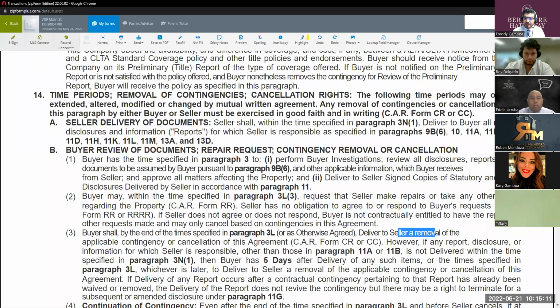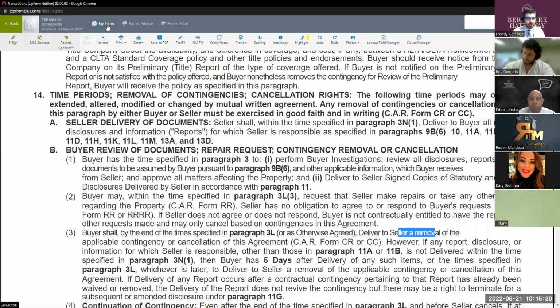Any removal of contingencies or cancellation under this paragraph by either buyer or seller must be exercised in good faith in writing, using CAR form CR, which is your acronym for contingency removal, or CAR form CC, which is your acronym for cancellation of a contract.